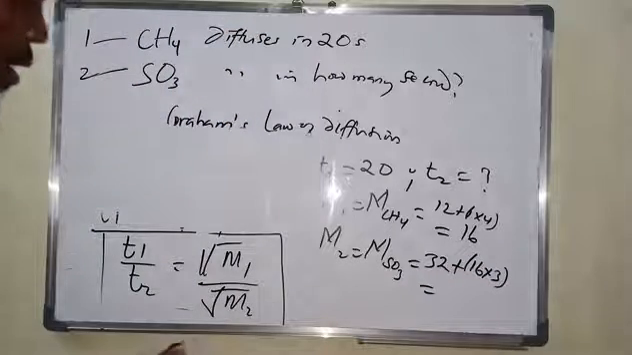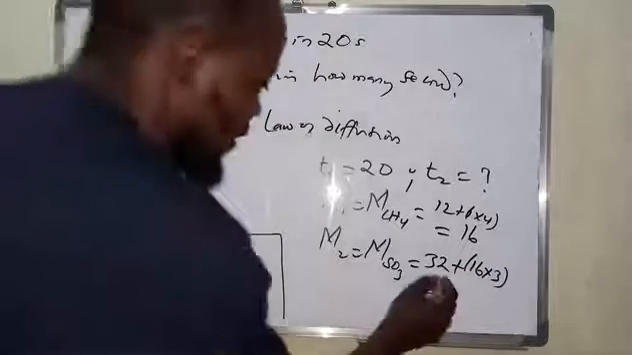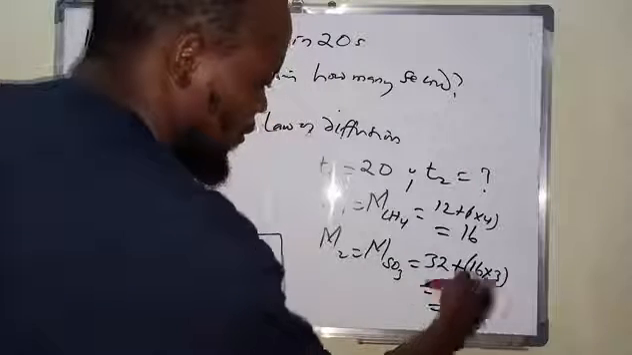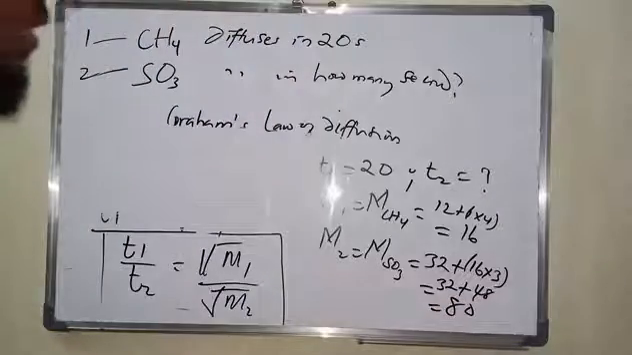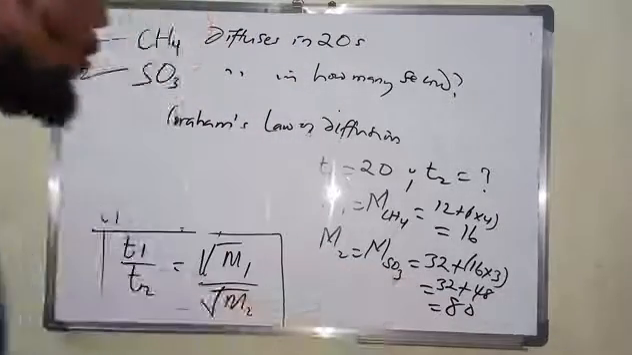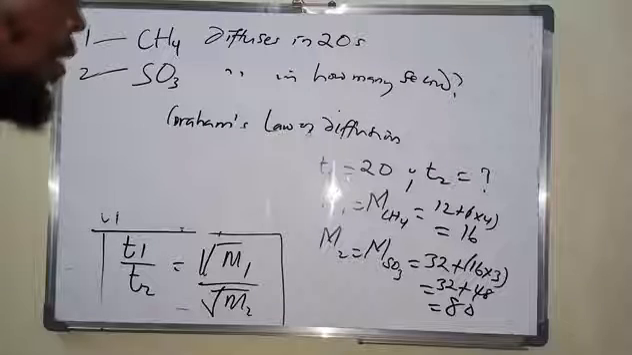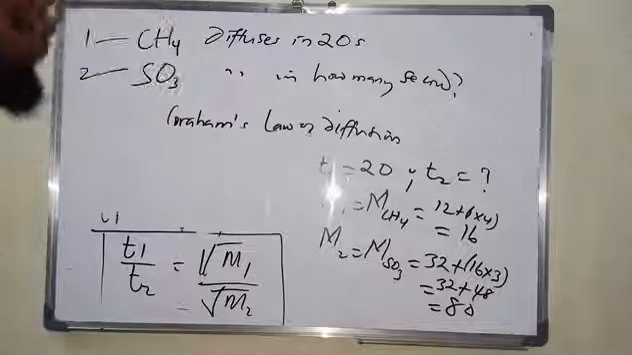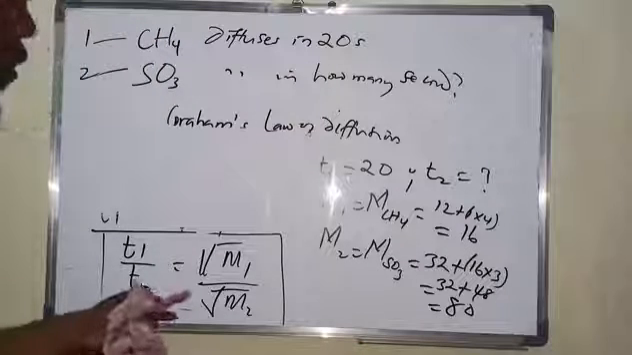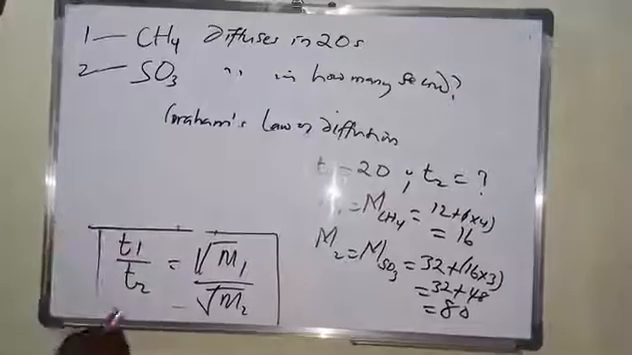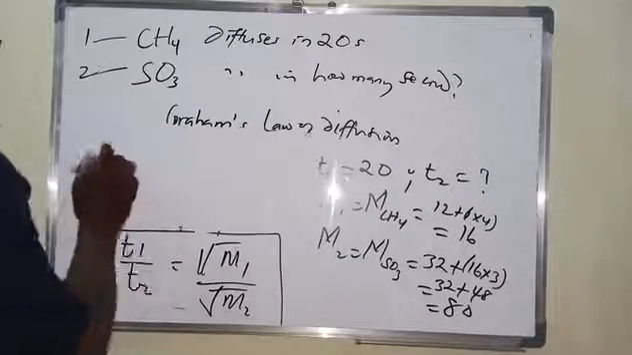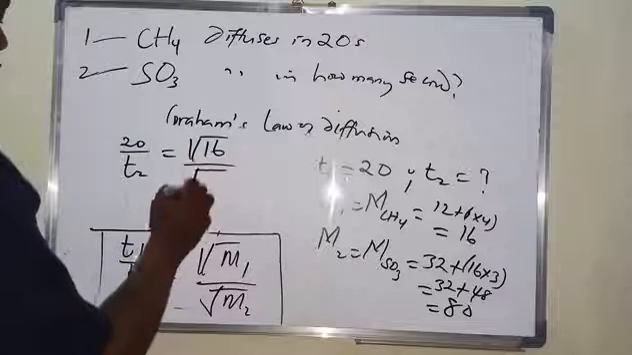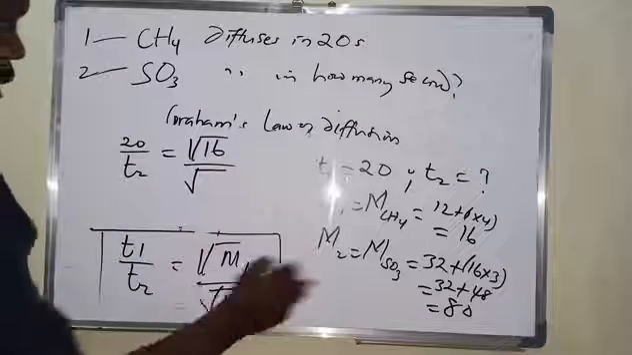So what will that give us? This one is 32 plus 48. 8 plus 32 is 40, plus 48, and if I'm not mistaken, it is 80. If this is the case, then we can come back here to substitute. T1, like I said, is 20, T2 unknown, M1 is 16, M2 is 80.